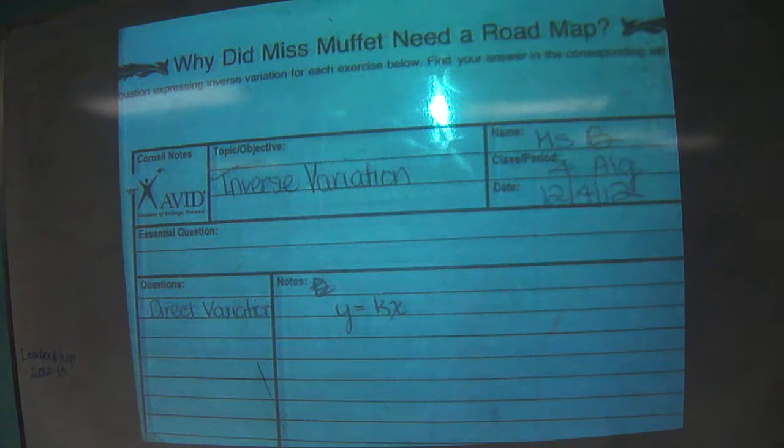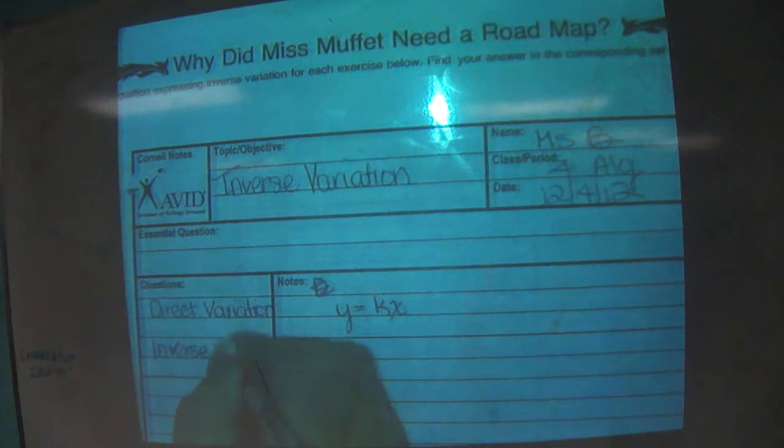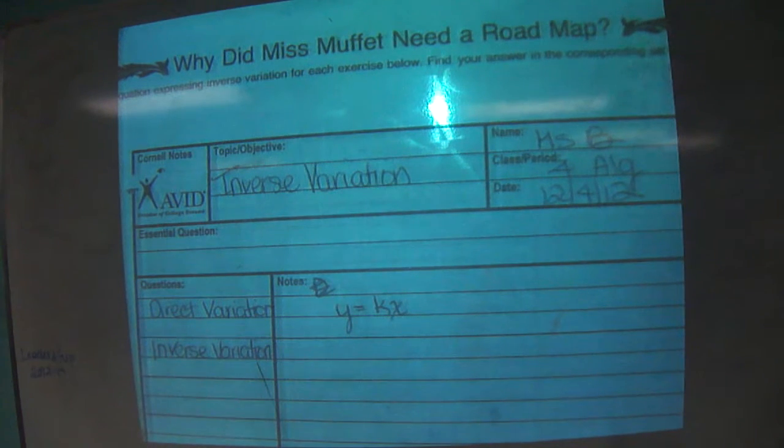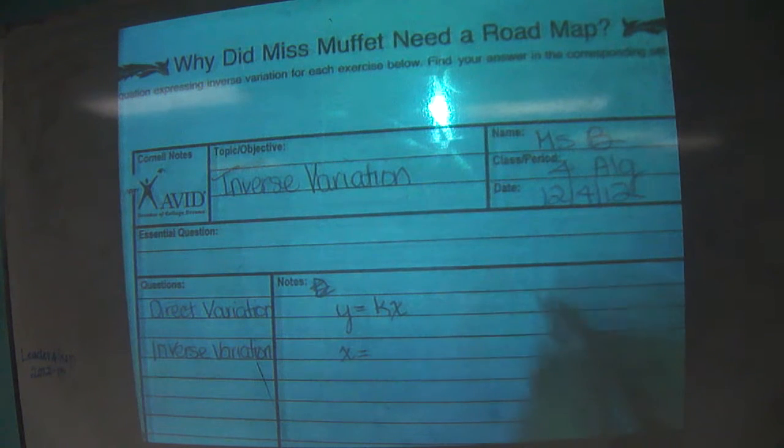The thing about inverse variation is, what would you think? If direct variation is y equals, what would inverse be? x equals. x equals, that's all it is. So if we want to have x equals, how would we calculate that here?